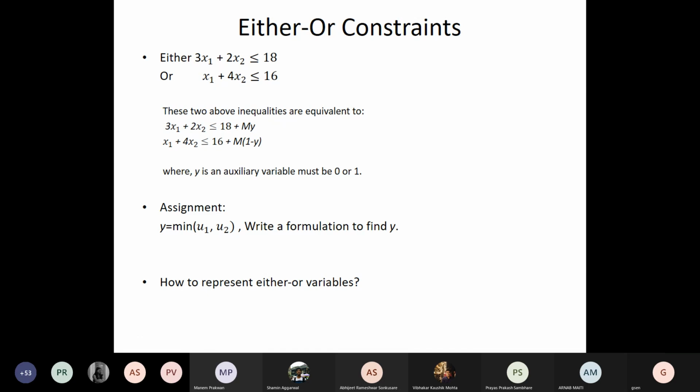Similarly, when y equals 0, the first constraint is enforceable and the second constraint vanishes. Is it happening or not? So it has that inherent either-or constraint. Either this constraint is there or that constraint is there. So this is a trick to convert the either-or constraint into simultaneous form. Understood or not?